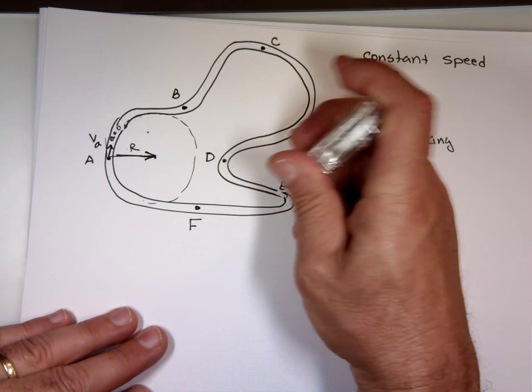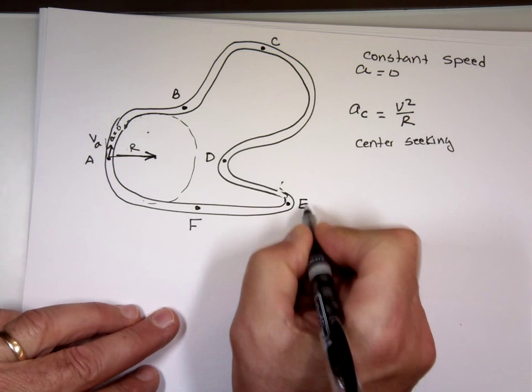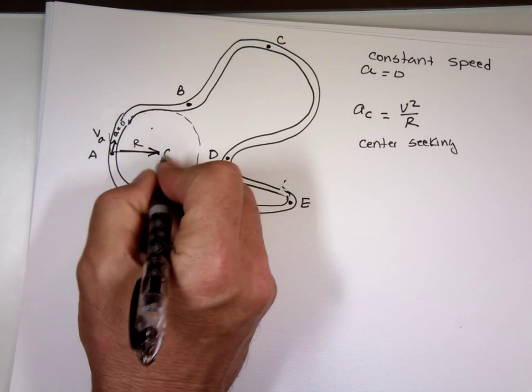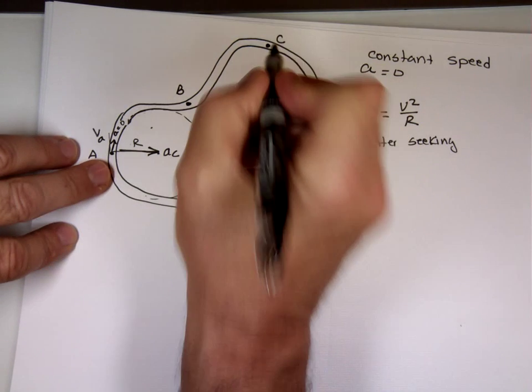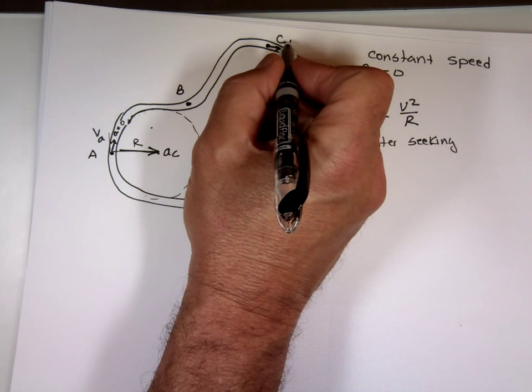E will be right here. So the acceleration is toward the center. It's 90 degrees with VA, toward the center for part A. Part B, at point C, again the velocity in this direction is going this way. We'll call that VC, the velocity at point C.